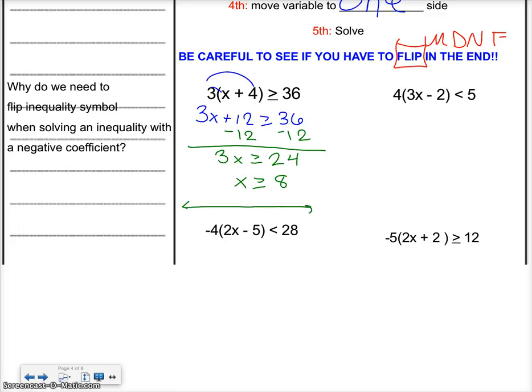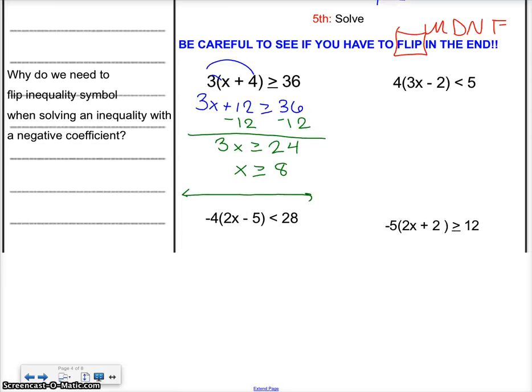Not sure if you have to graph this. We should. But, well, we'll see. I don't know right at this time. 1, 2, 3, 4, 5, 6, 7, 8. But it would be a colored in circle at 8 going to the right.